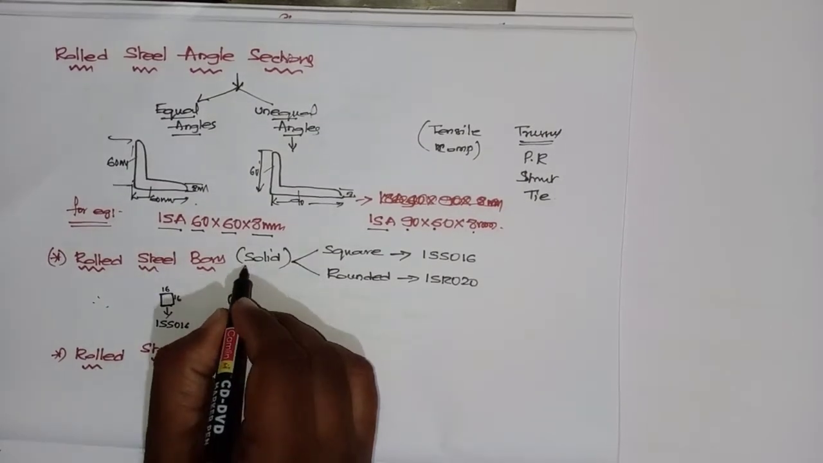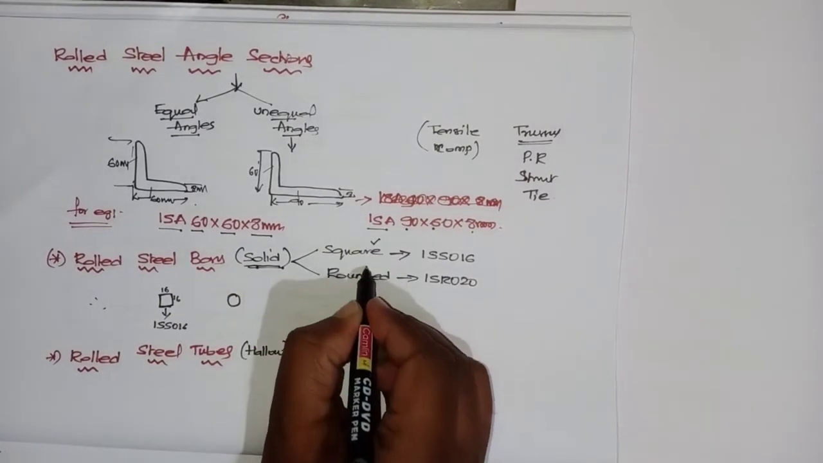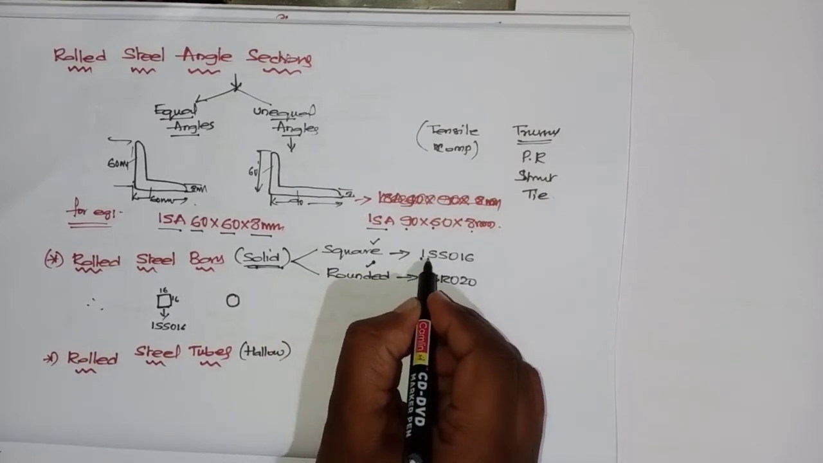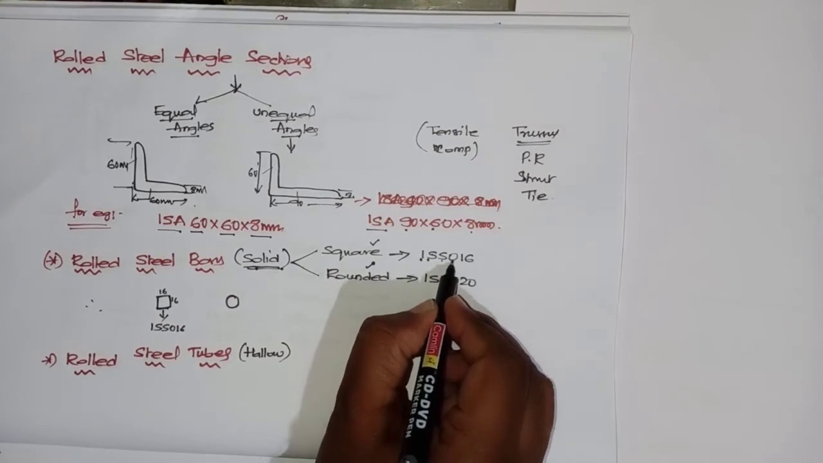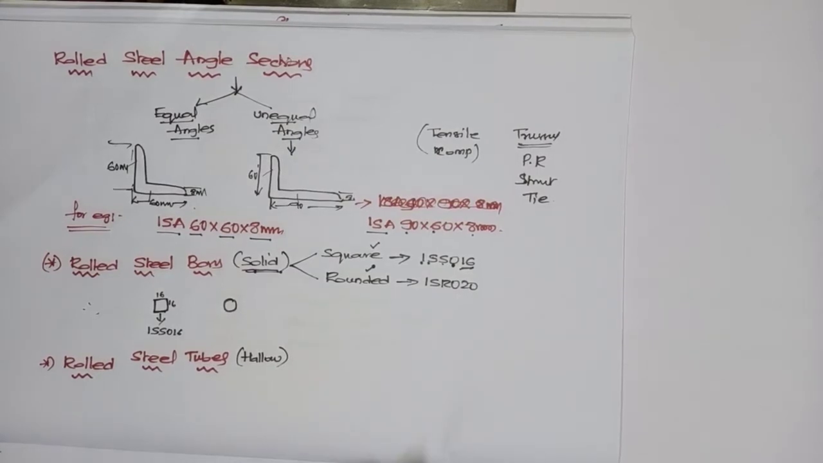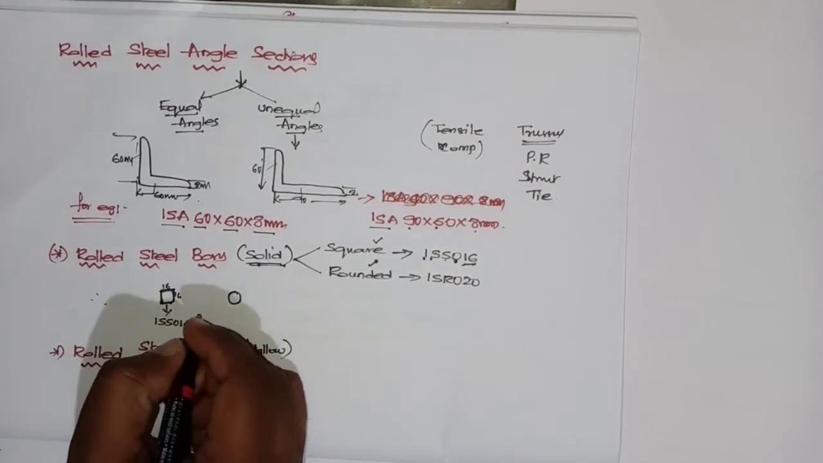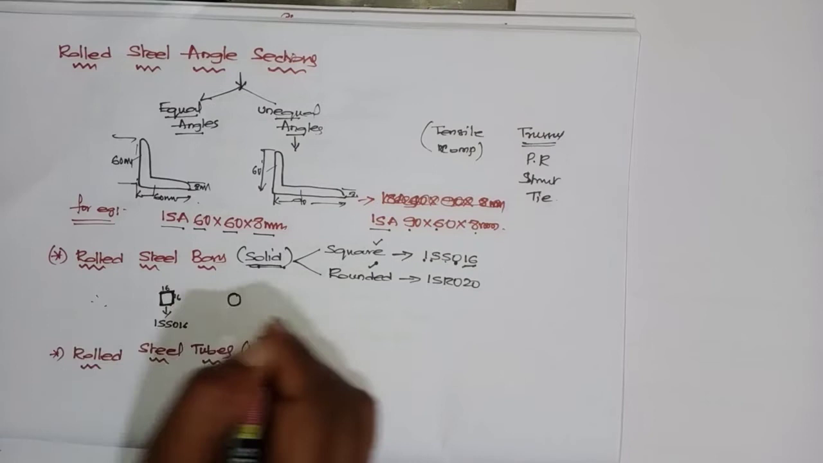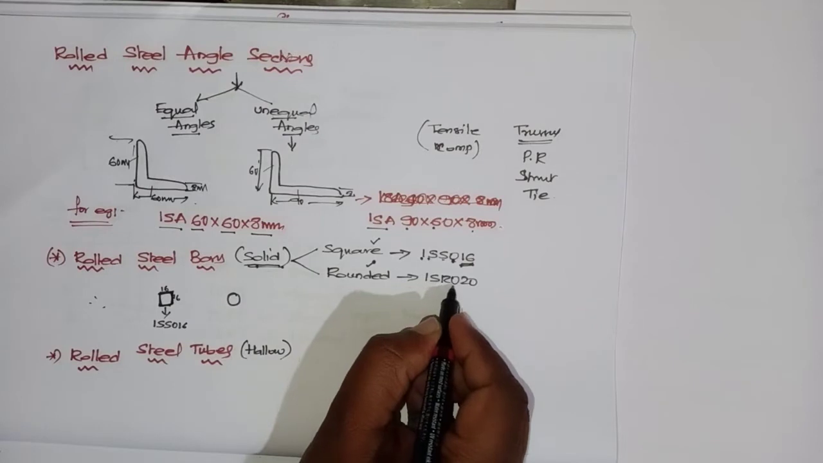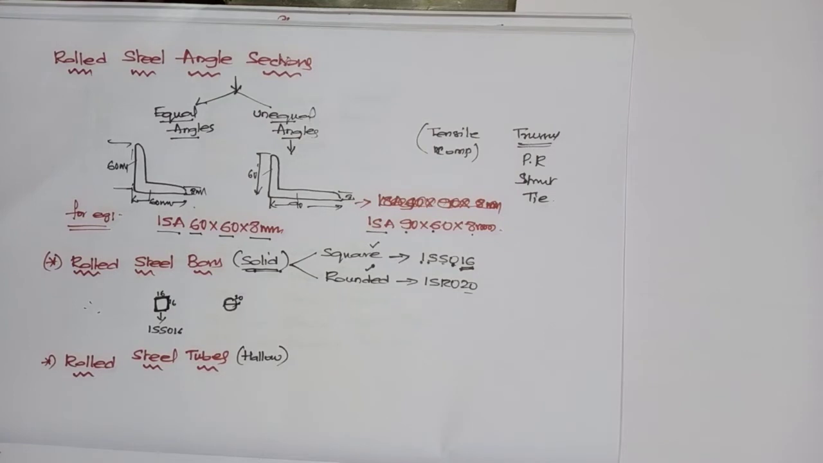Now these are solid ones. Rolled steel bars are solid, which are available in square shape or rounded shape. How are they designated? Indian Standard square, 16. What is this 16? It's a dimension. 16 square means four sides will be the same, right? So the dimensions will be designated as IS, Indian Standard square shaped of 16 mm. Now Indian Standard rounded of 20 means the diameter is 20. Okay. Next one is what?